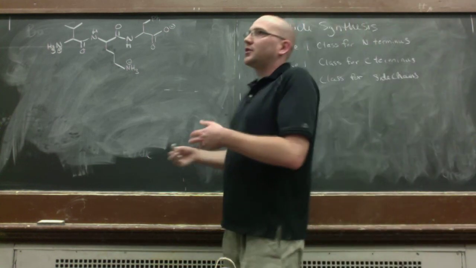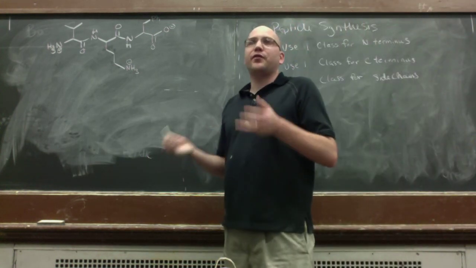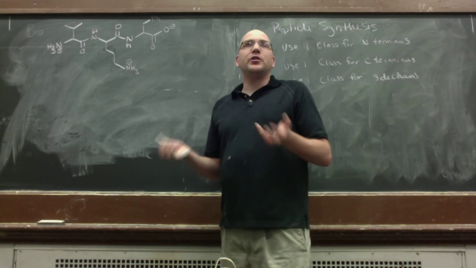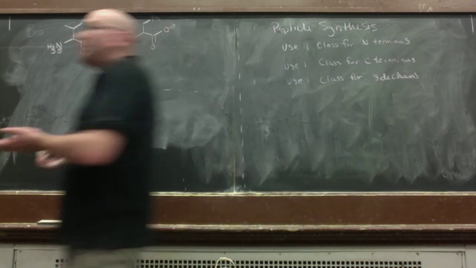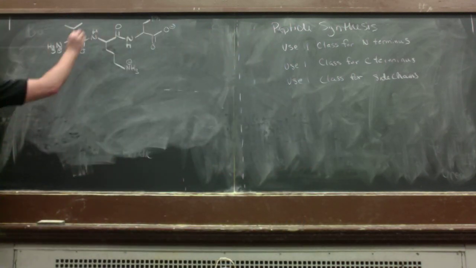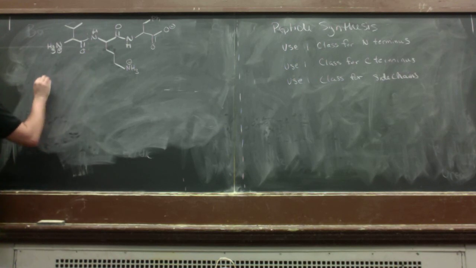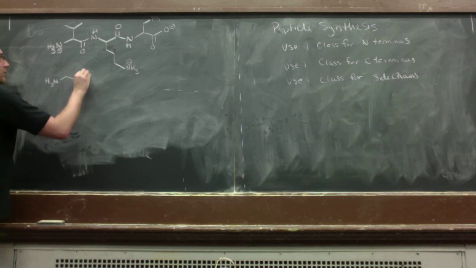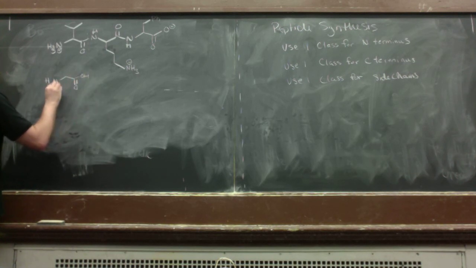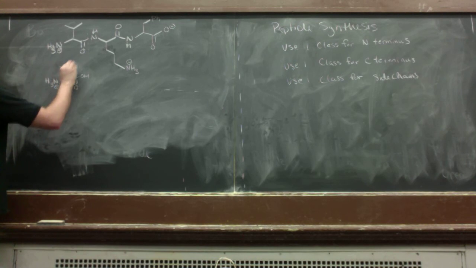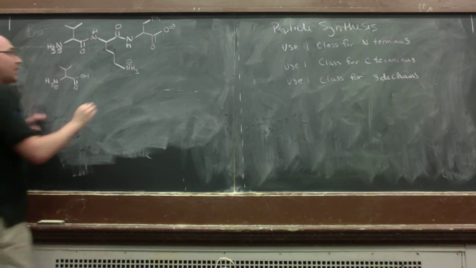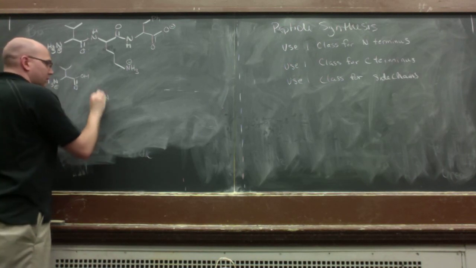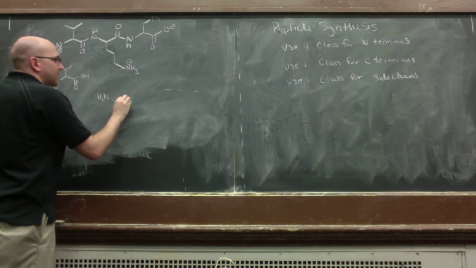But we want to ask ourselves the question, how do we make this starting from the amino acid building blocks? And so what are the amino acid building blocks that we're talking about? It's going to be leucine, or valine, excuse me. We've got valine, we've got ornithine. Again, you're not responsible for knowing these names.